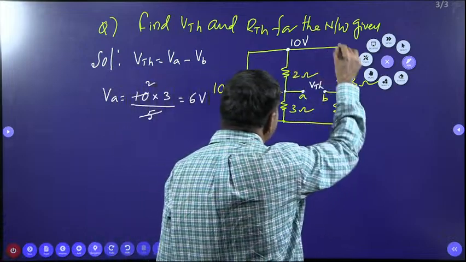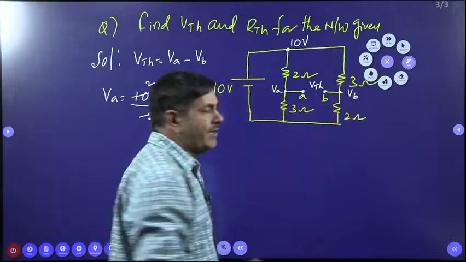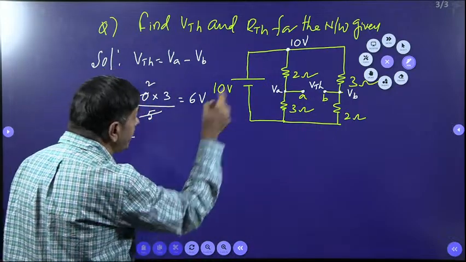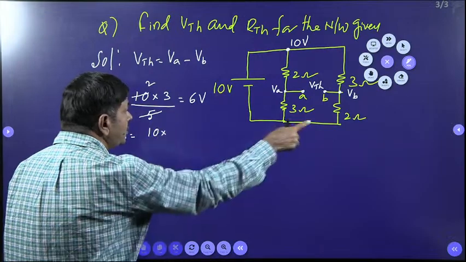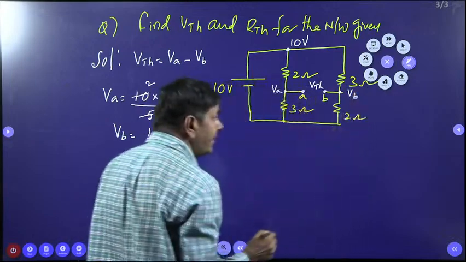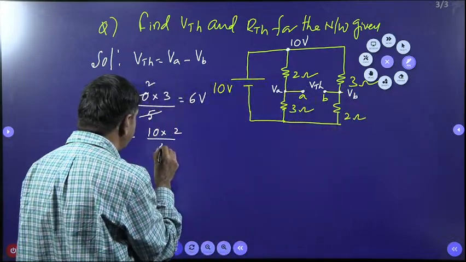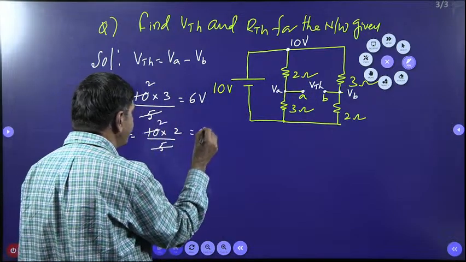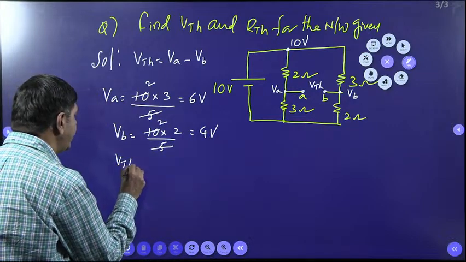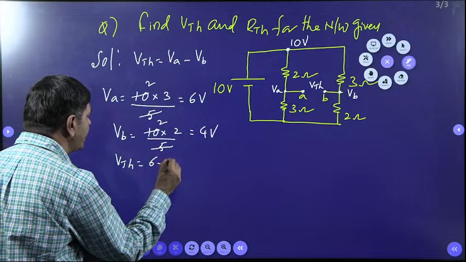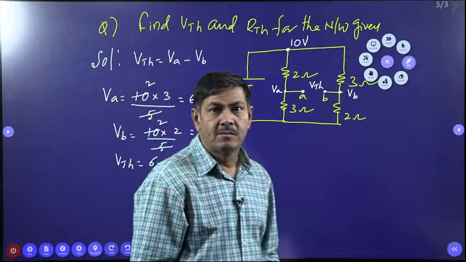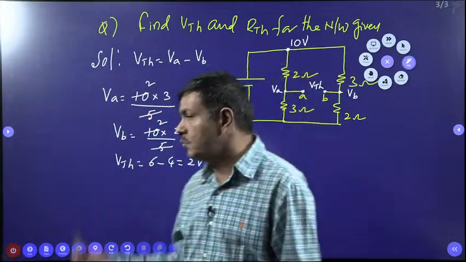But here I can apply the voltage divider formula once again. I will get the VB value. So the voltage across 2 ohms is nothing but, I can write, supply voltage 10 into 2 by 2 plus 3, 5. 5, 5 cancel. I am getting 4 volts. Now I can get VTH directly. So VTH equals VA minus VB. 6 minus 4 is nothing but 2 volts, which is VTH. So we got the voltage across AB as 2 volts.